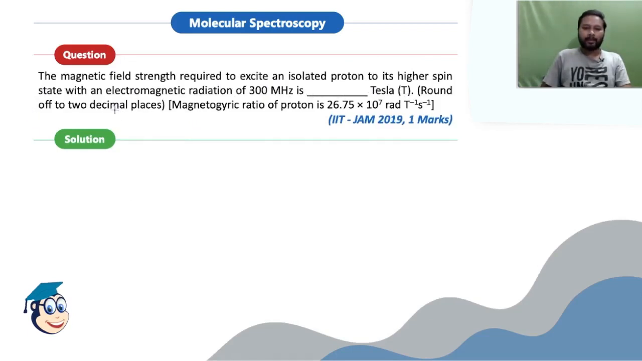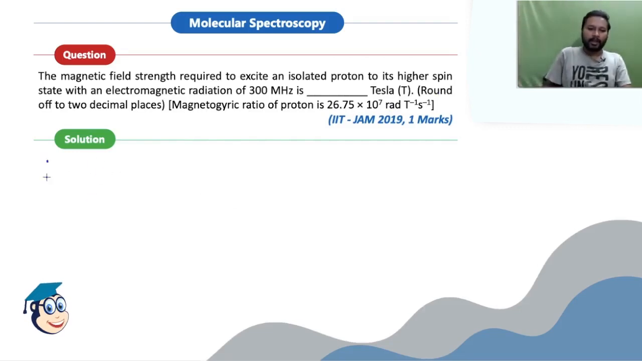Now they have said to round off to 2 decimal places, and the gyromagnetic or magnetogyric ratio of the proton is given to us in the units of radian per Tesla per second. So let's try to solve it, and see how we are going to do that.